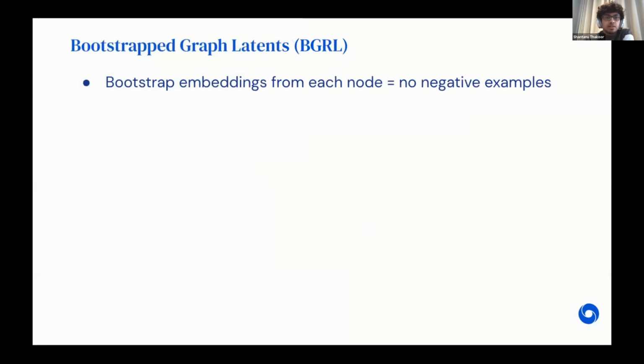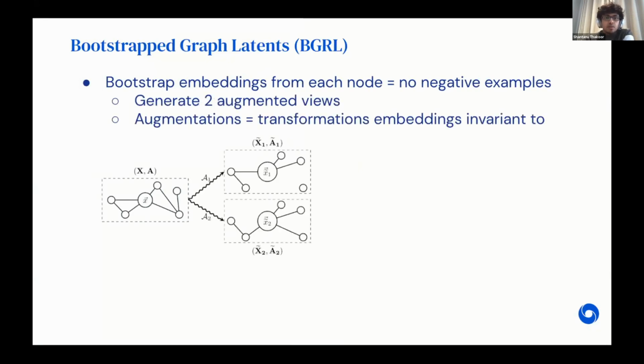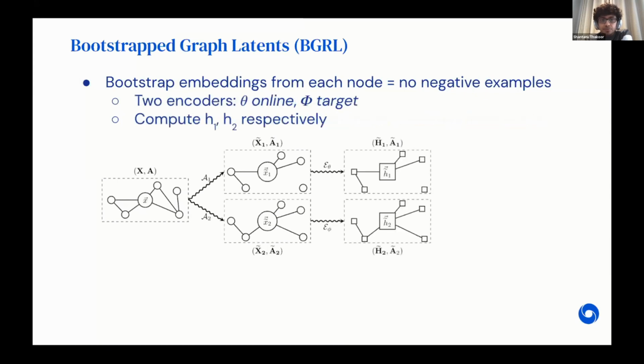Yes, so the key idea is to bootstrap embeddings from each node so that we don't need negative examples. Very quickly, I'll go through the framework. Given a graph, we want to generate two augmented views. This is very similar to the approach Michal presented for images. And the augmentations, again, are transformations with respect to which we want our embeddings to be invariant.